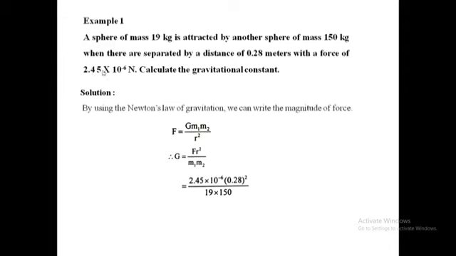Force is 2.45 × 10^-6. r² is 0.28 whole square, and m1 m2 means the masses given, that is 19 × 150. Then when we calculate all this, we get 2.45 multiplied by 0.074 × 10^-6 upon 2850. Then you will get the final answer, that is 6.7396 × 10^-11 Newton meter square per kg square.